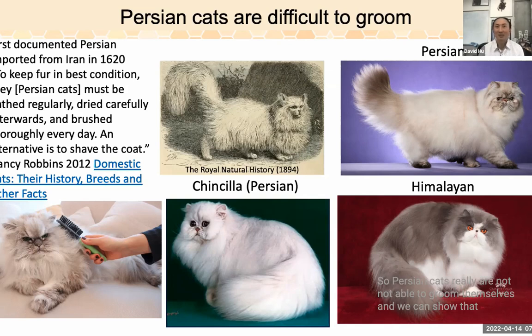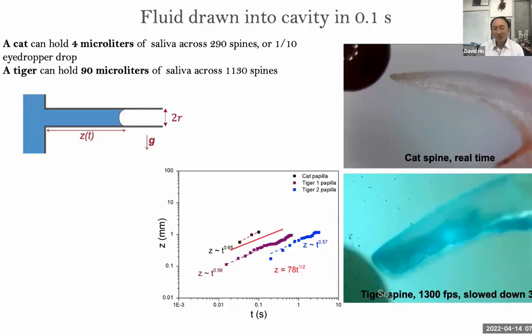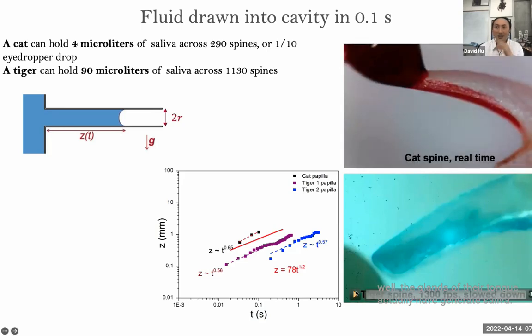So Persian cats really are not able to groom themselves, and we can show that physically based on their hair measurements and the height. So we've shown that geometrically the tongue can penetrate, but what is the physical process of grooming? We've observed that cats will take about 10 grooms of a place before they move on to a different location. And what's going on in that process when they put their tongue back in their mouth? Well, the glands of their tongue actually generate saliva.